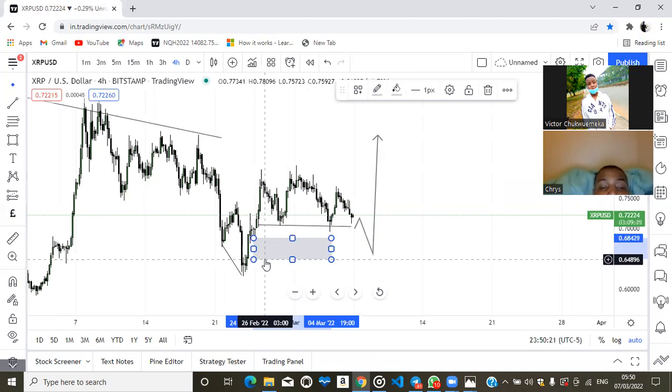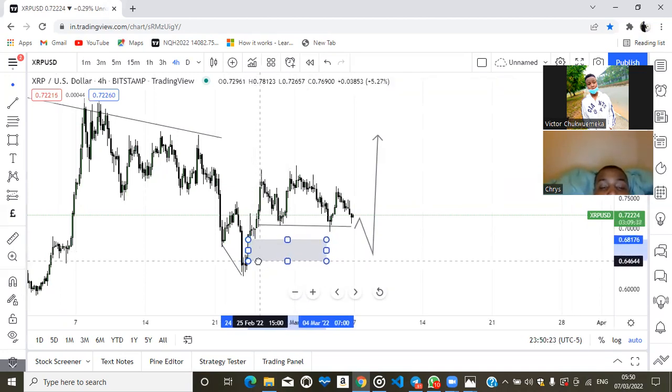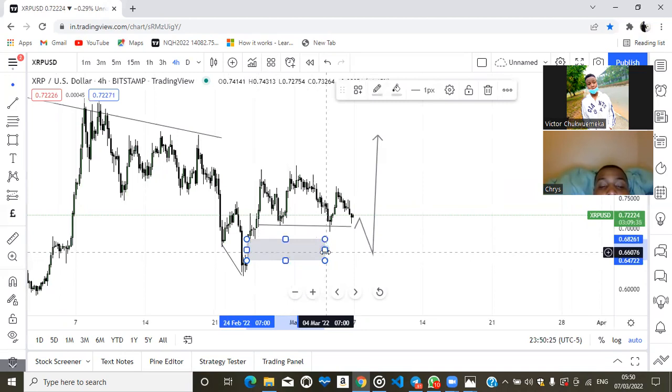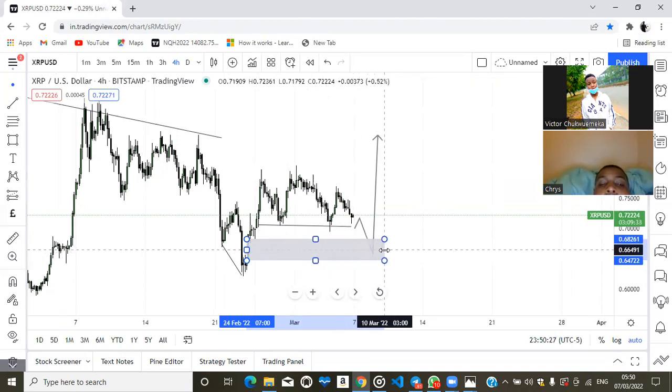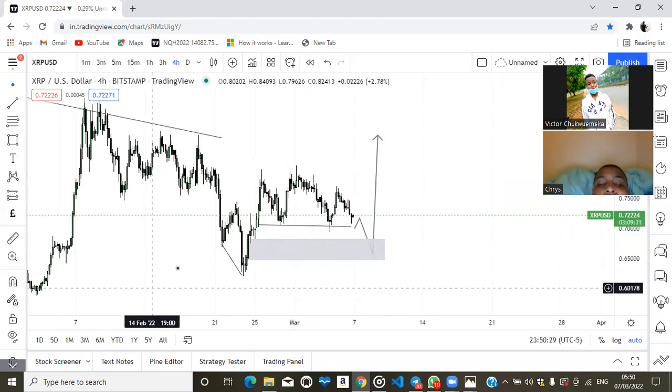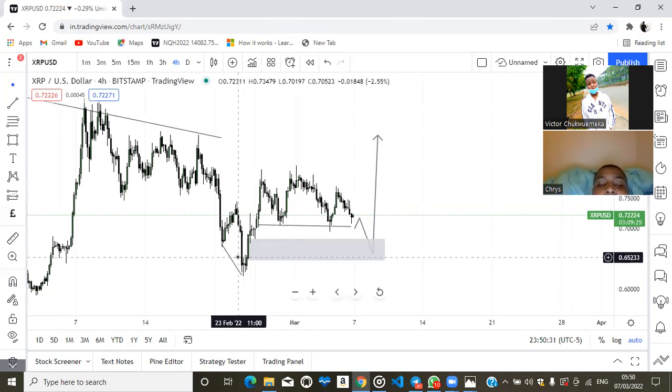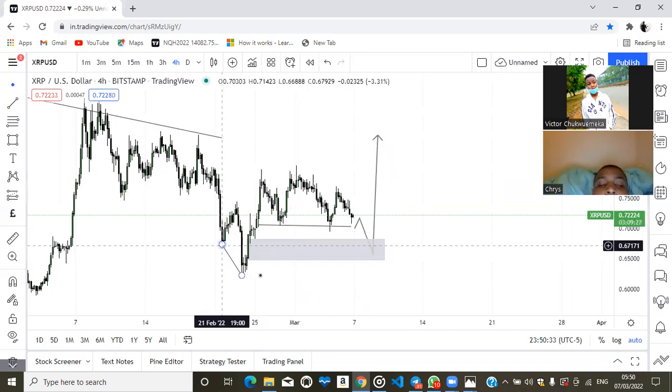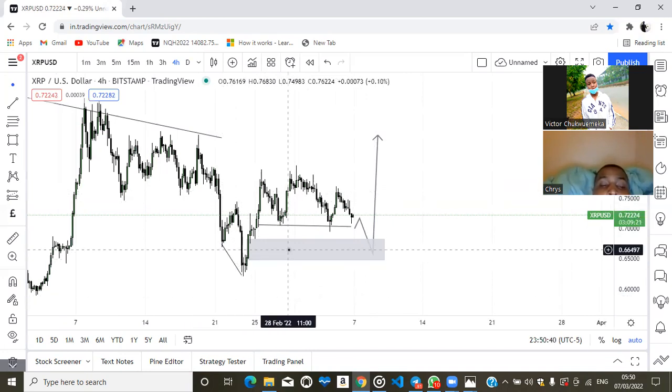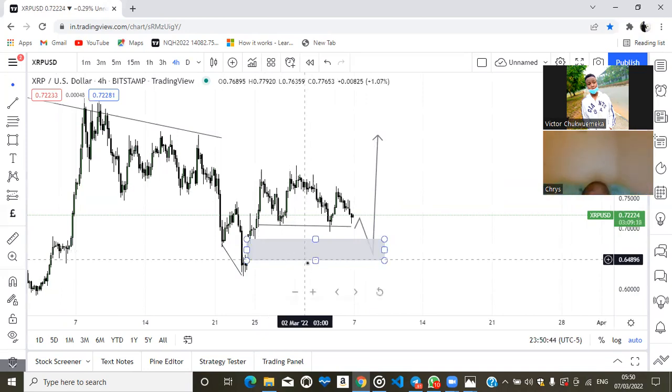So with this SMT, I can see an imbalance here, and I can see an imbalance here. What I'll be hunting is 50% of the imbalance for price to go up. As I can see this SMT divergence, it shows that this could be a turning point in price. You understand, bro?